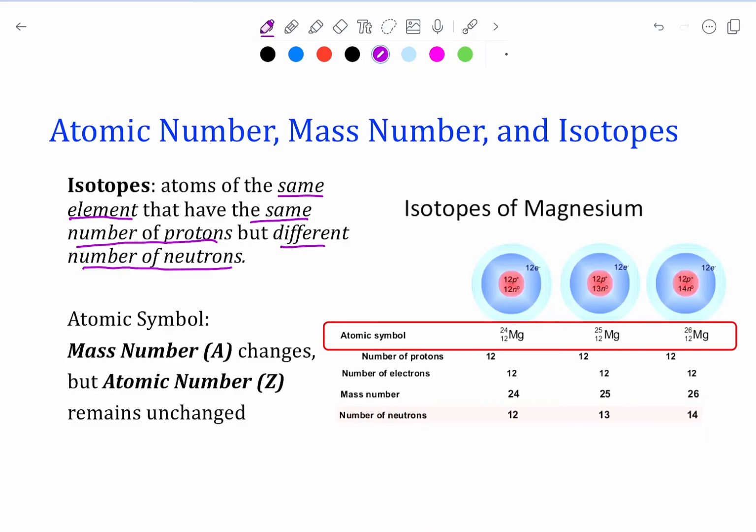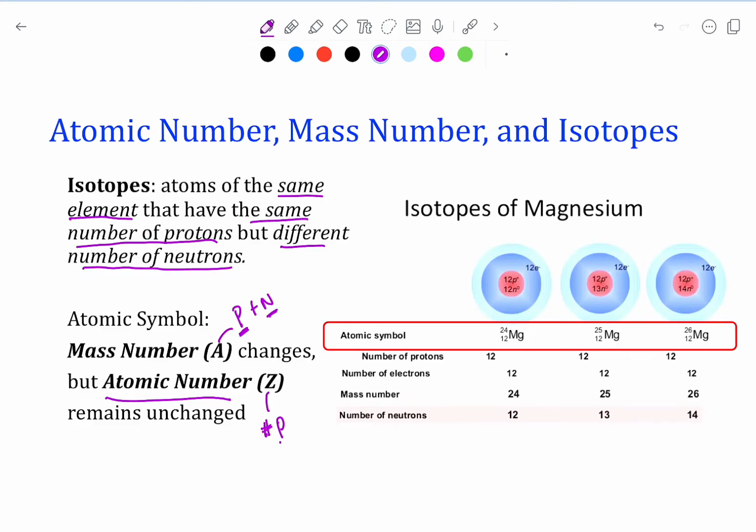So in our atomic symbol that we see, our mass number A is going to change because A is protons plus neutrons, but the atomic number Z is unchanged because that's just the number of protons. So if protons is staying constant, yes, atomic number would stay constant, and mass number would change because P is the same, but N is now different.